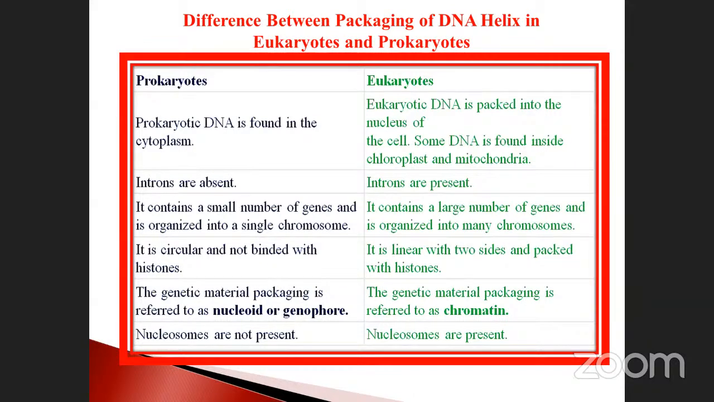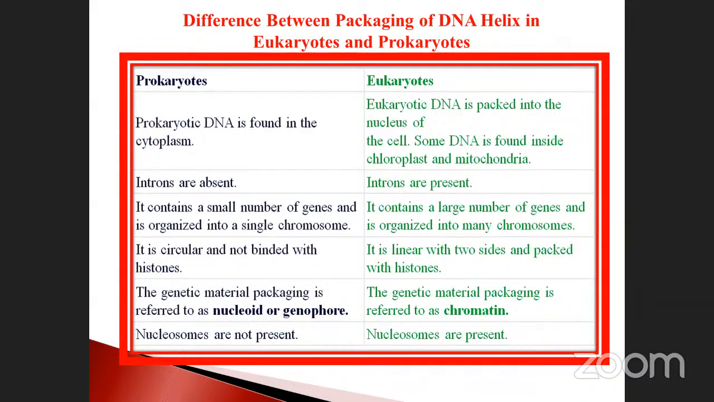Prokaryote and eukaryote. Prokaryotic DNA is found in the cytoplasm. Don't forget, my dear, prokaryotic DNA is present in the cytoplasm. Here, eukaryotic DNA is packed into the nucleus of the cells. Some DNA is also found inside the chloroplast and mitochondria. This is called extra-chromosomal DNA, already we studied in the previous chapter.